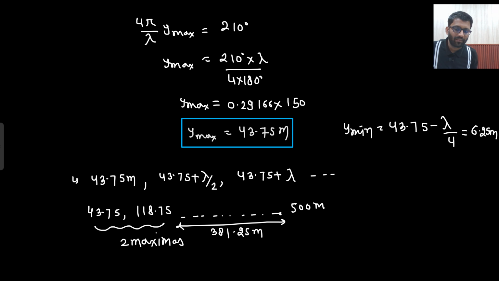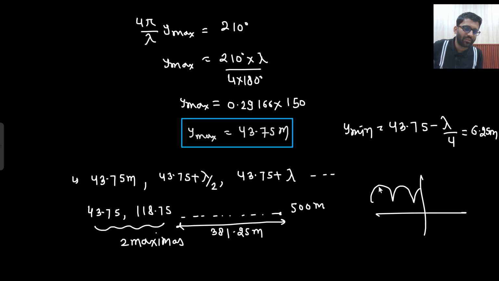At this point, I could have calculated 118.75 and then again added lambda by 2, and done the calculation in that manner. But smartly, I know that I found the first minima, then a maxima, then again a maxima, so this location I have found. The next maxima will be occurring after lambda by 2. So in every lambda by 2 there will be maximas, and lambda by 2 is 75 meter. So after every 75 meter, I will get my maximas.